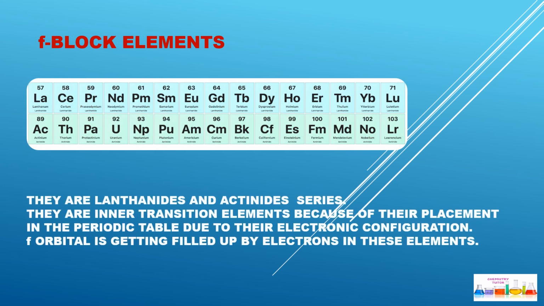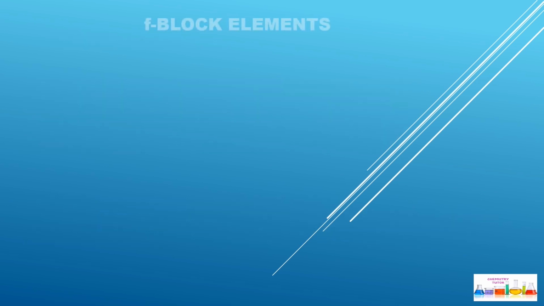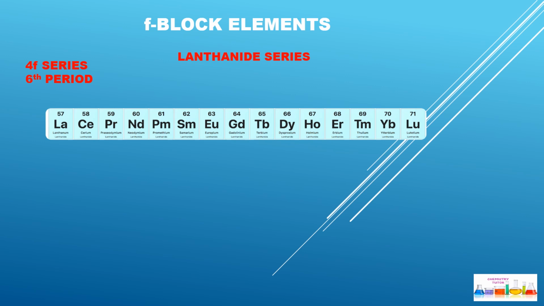There are two series of F block elements, the lanthanide series and the actinide series. They are inner transition elements because of their placement in the periodic table due to their electronic configuration. The F orbital is getting filled up by the electrons in these elements. The lanthanide series is the 4F series of the 6th period.